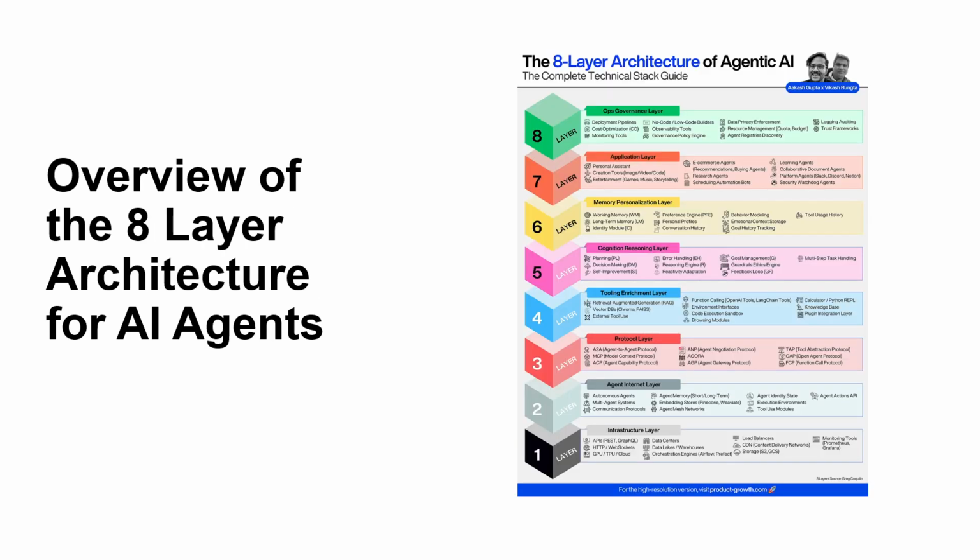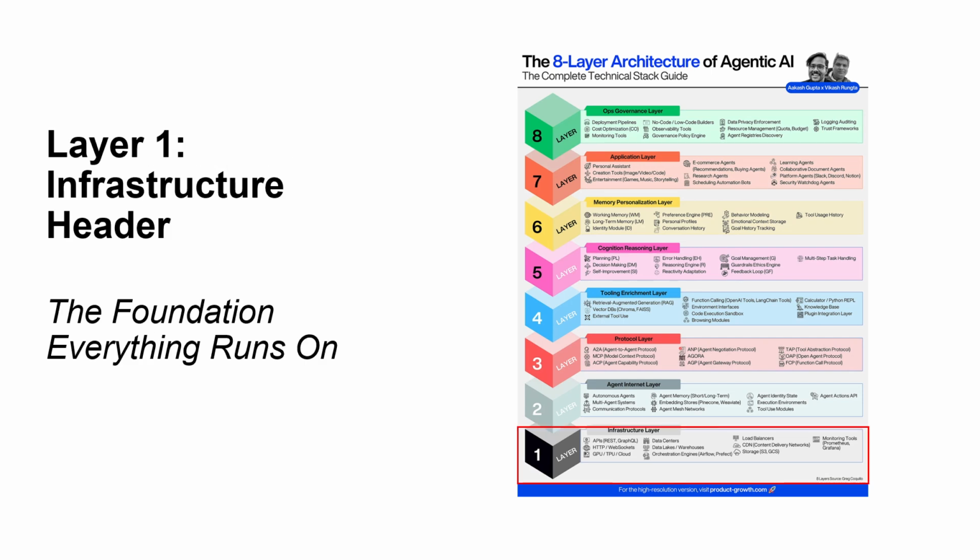These 8 layers represent the complete technical stack. Think of them as the building blocks of agentic AI. Each layer is critical, but not all need to be built from scratch. The smart approach is knowing where to build, where to buy, and where to plug in existing solutions.